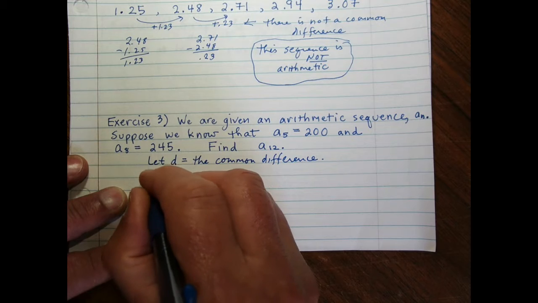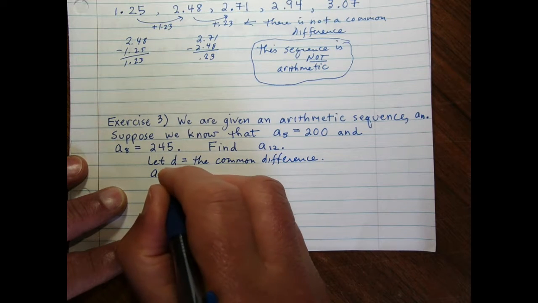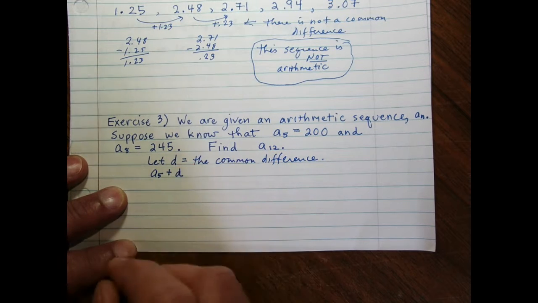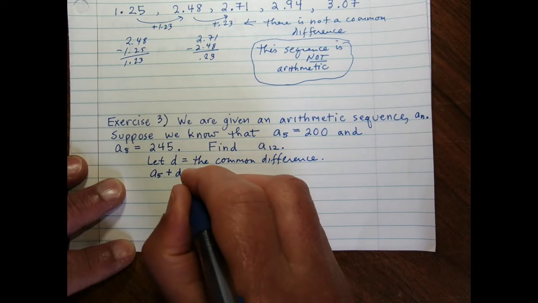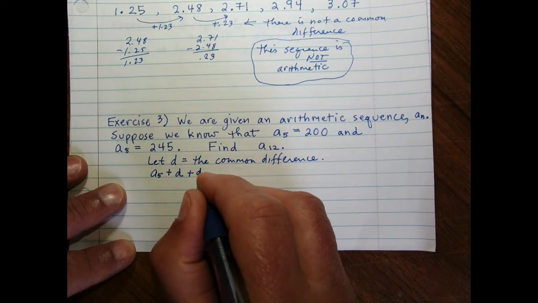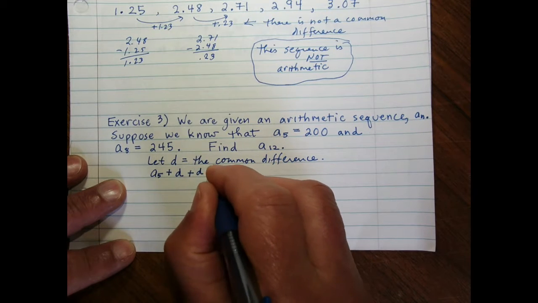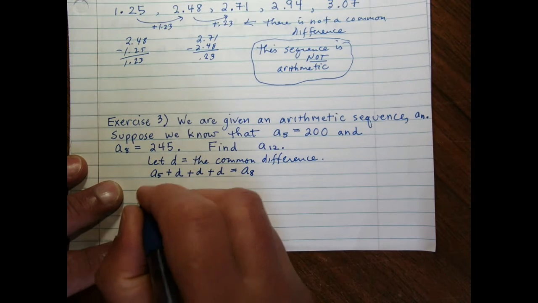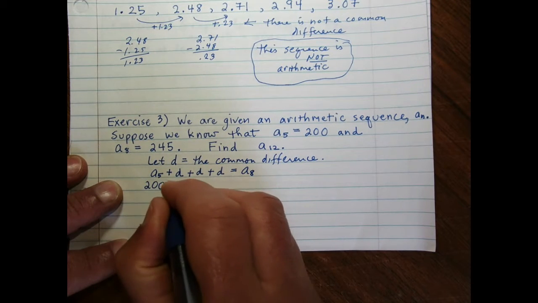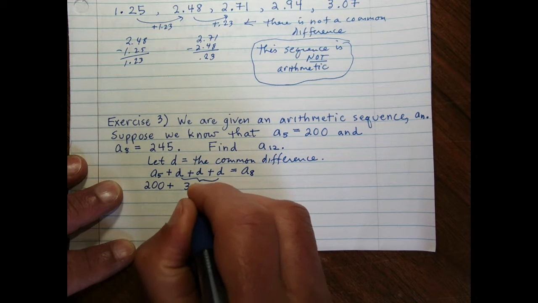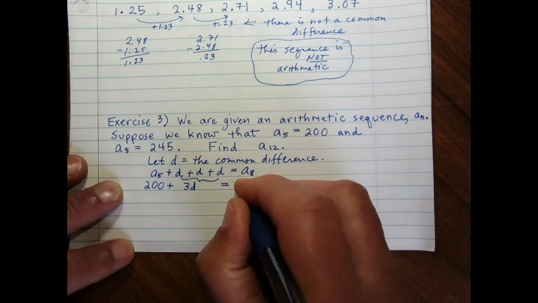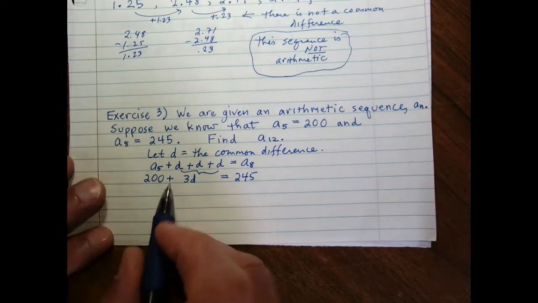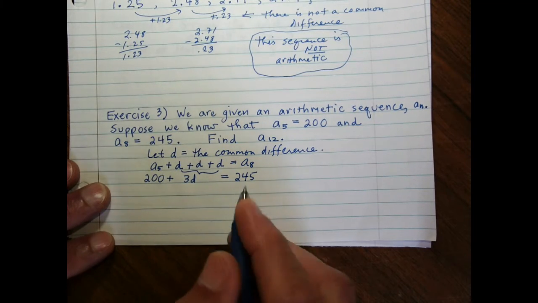So I know that a sub 5, if I take a sub 5 and I add on the common difference once, I'll get a sub 6. If I add it on again, I'll get a sub 7. If I add it on a third time, I'll get a sub 8. So a sub 5, which is 200, plus 3 times that common difference, has to equal a sub 8, which is 245. So just by reasoning things out here, I've created a little equation that I can solve for D.